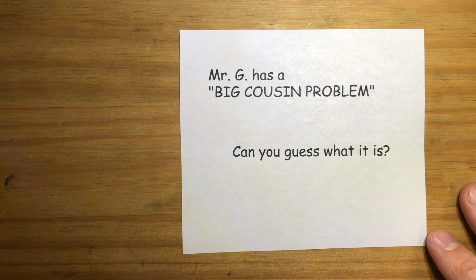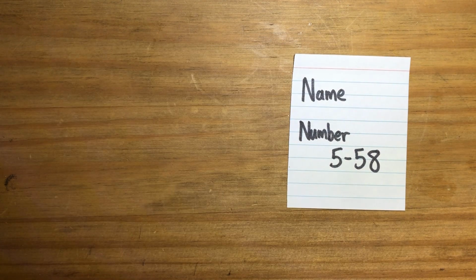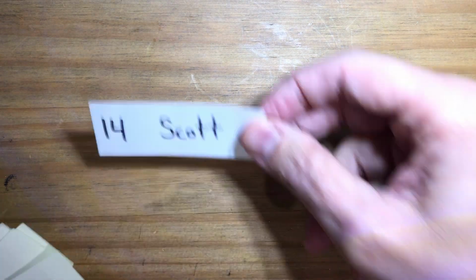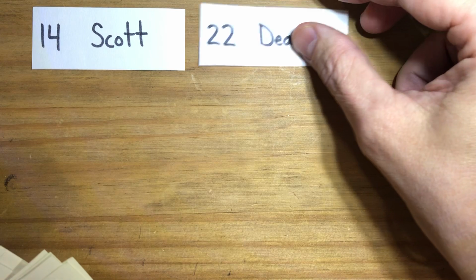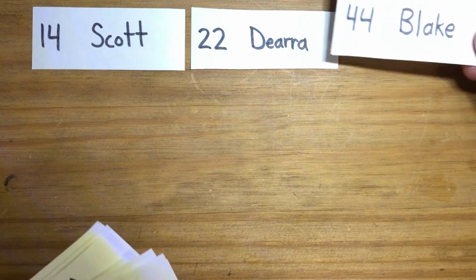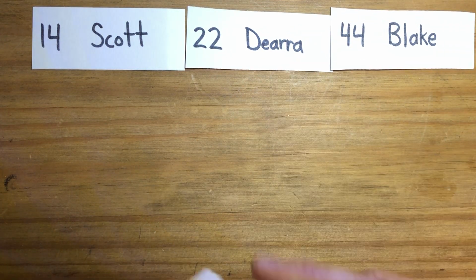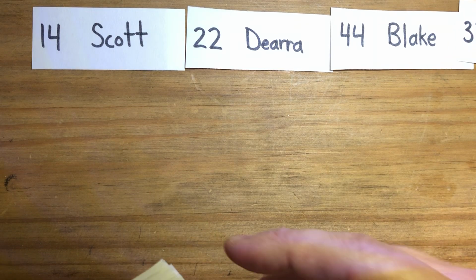So the data that I collected when I asked people to give me a name and a number is so that you can solve my big cousin problem by being my cousins. So you guys helped me make up about a dozen or so cousins. So here were the cousins that people came up with. Scott is 14, Deanna's 22, Deara, Blake's 44, Ryan's 33.